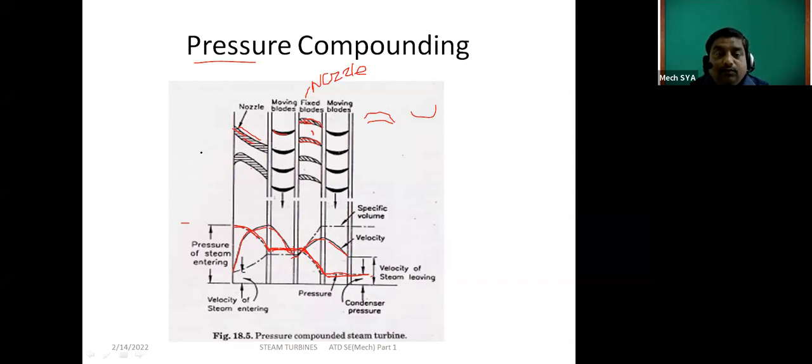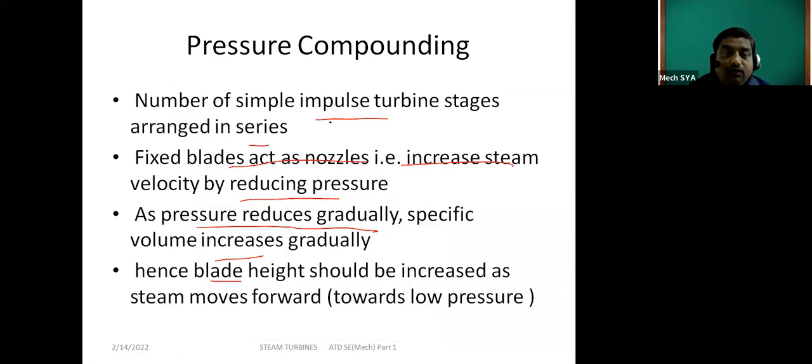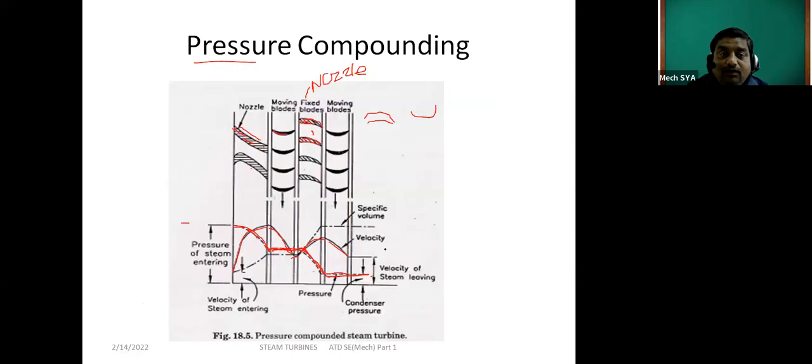So this is pressure compounding. More than one nozzle is used. Here a number of simple impulse turbine stages are arranged in series. Fixed blades act as the nozzles. As pressure reduces gradually, specific volume generally increases, and so does blade height. But remember that in the nozzle, pressure is decreasing continuously, and our intention is that the velocity of steam at the output should be very much less. This is pressure compounding.